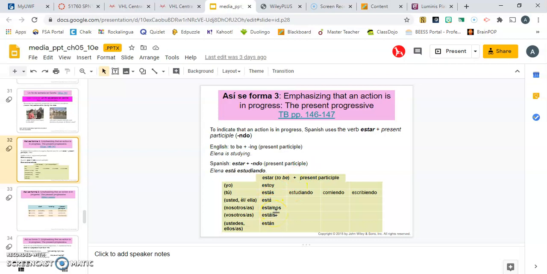Conjugate the verb estar, meaning am, is or are. And then you're going to take that verb, whatever the action verb is, whatever's being done, whatever action it is, drop the ending and add either ando for AR verbs or yendo for ER and IR verbs.